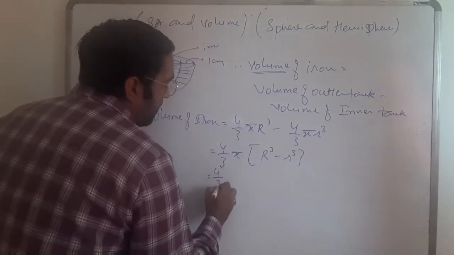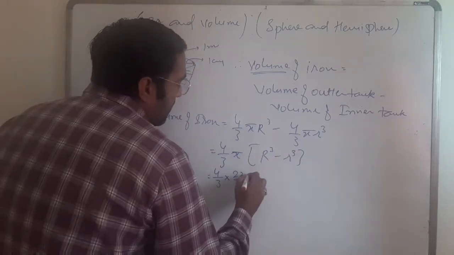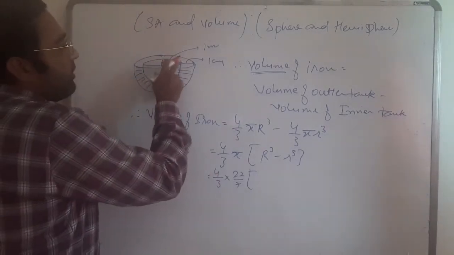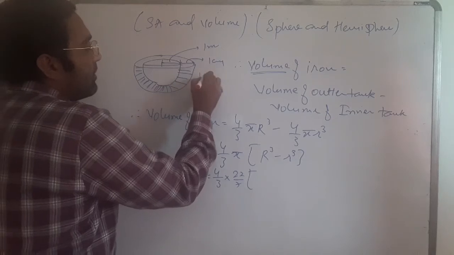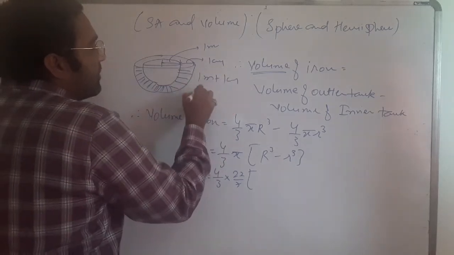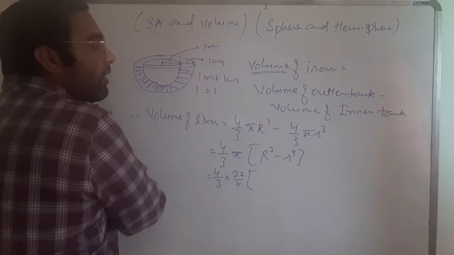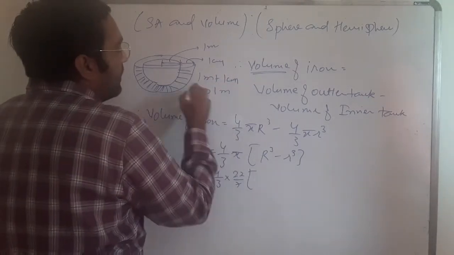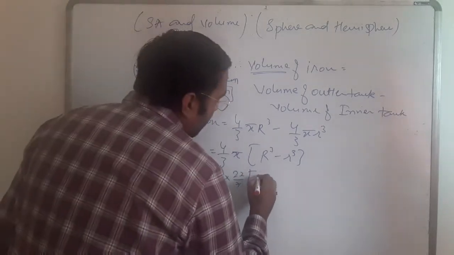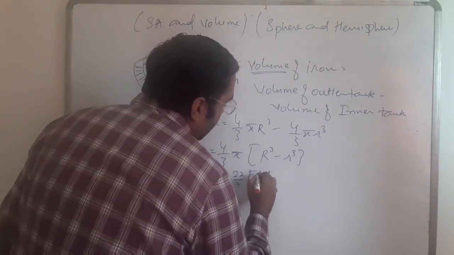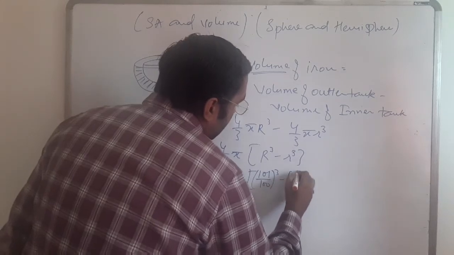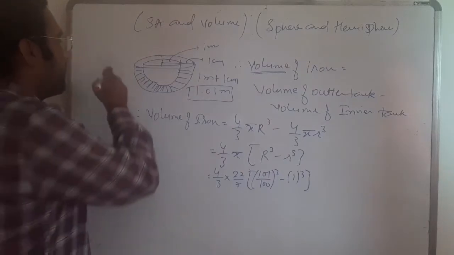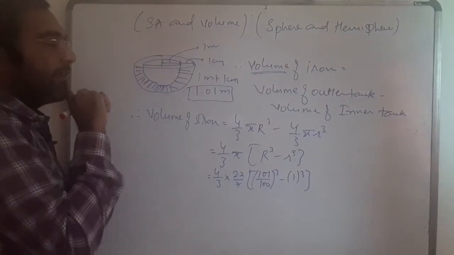So 4 by 3, taking pi as 22 by 7, into the radius of the outermost tank, which is 1 meter plus 1 centimeter, that is 1.01 meter. So we write 101 upon 100 cube minus 1 cube. We divide by 100 to convert 1 centimeter to meters. Okay, right.